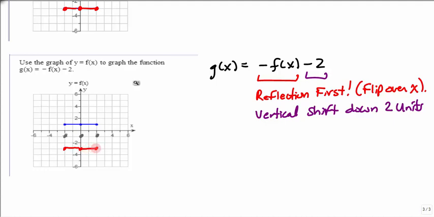Now if I had done down 2 units here first and then reflected up, I would have gotten the same graph back. So you can see how important it is that we follow the directions. Let's do the reflections first and then we'll work from there.